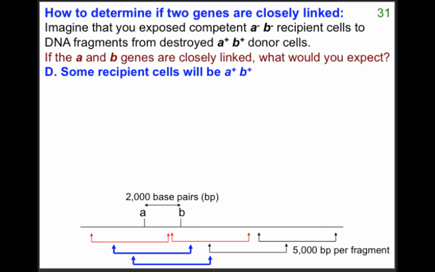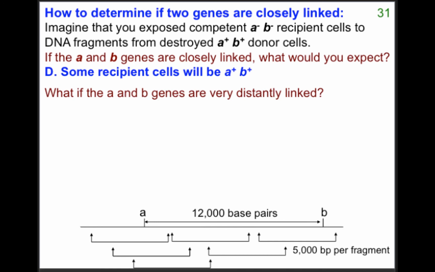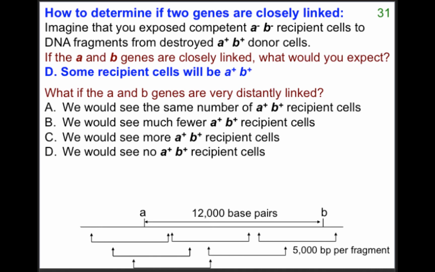All right, but what if the two genes are very distantly linked? Let's say that they're 12,000 base pairs apart instead of 2,000. All right, what would you expect to see then? All right, so again, pause the video and decide on your answer.